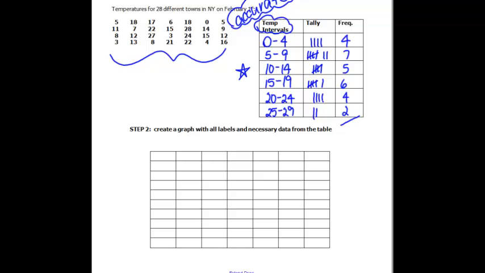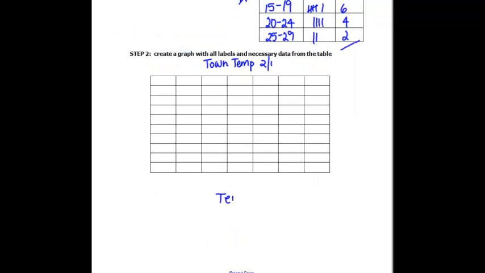So now we go down and we create the histogram. You will need a title and labels, and we graph the bars next to one another. So I'm going to label this with the town temperature on February 1st. I will make my horizontal axis. They're going to be my temperature intervals, remember in units, degrees Fahrenheit, and the number of towns that had those intervals. So this I'm going to label from 1 to 7.